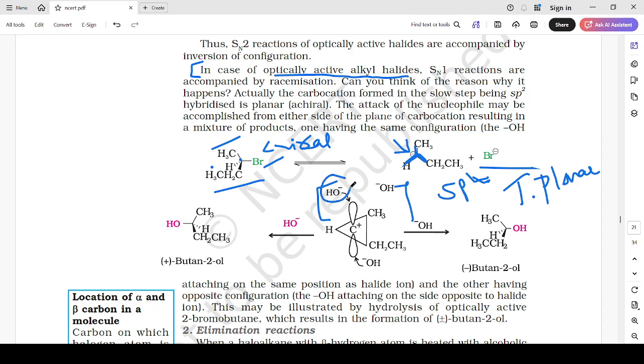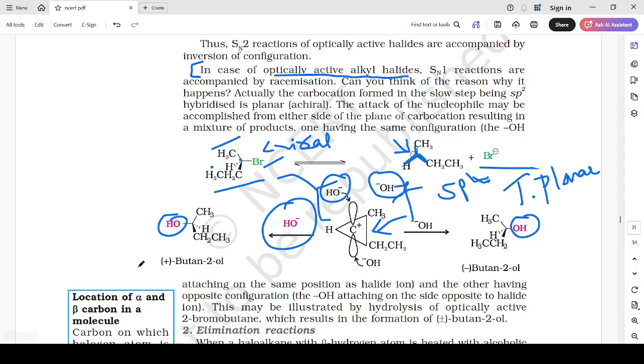The incoming nucleophile has the ability to attack from either side. It can attack from this side as well as from this side, because this carbon right now is planar, on the plane. It is no longer tetrahedral. So the attack is happening on both sides. If the attack happens on this side, I get the OH on this side. If the attack happens from this side, I get the OH on this side.